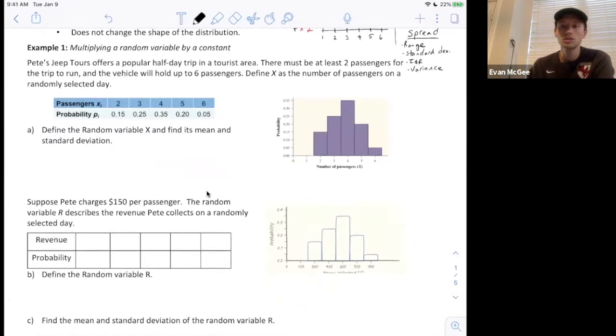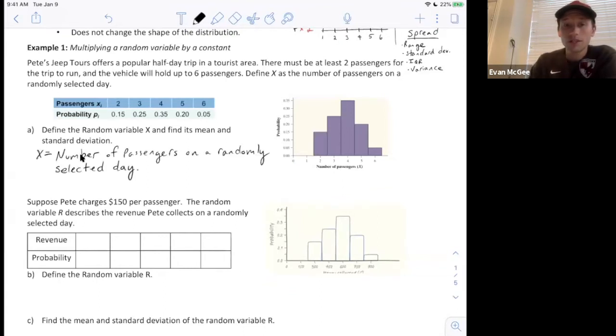So this is a discrete random variable because we can list all the possible outcomes. It has to be a minimum of 2 and a maximum of 6, and you can't have part of a passenger, so it's got to be 2, 3, 4, 5, or 6. He's figured out the probabilities of those outcomes occurring. They want us to first identify the random variable X and find its mean and standard deviation. So we'll do this using our calculator.